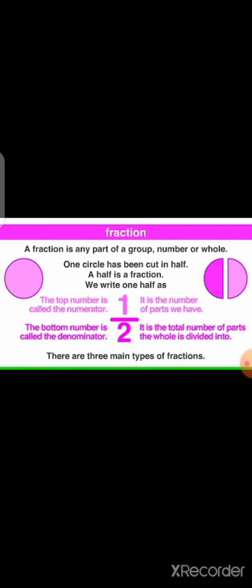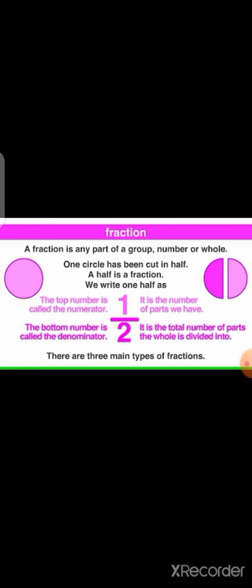Good. Let's continue with the topic fractions. Let's start. Fraction. A fraction is a part of a whole. One circle has been cut in half. A half is a fraction. We will write one half as 1 over 2.